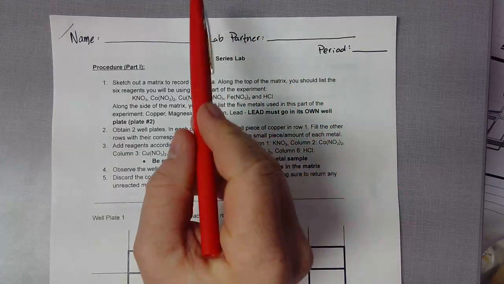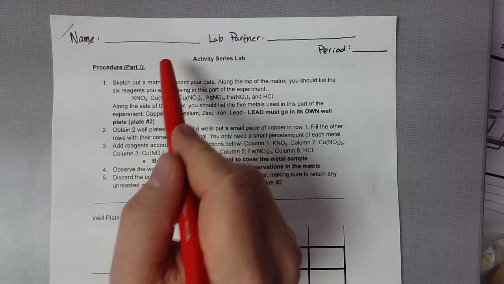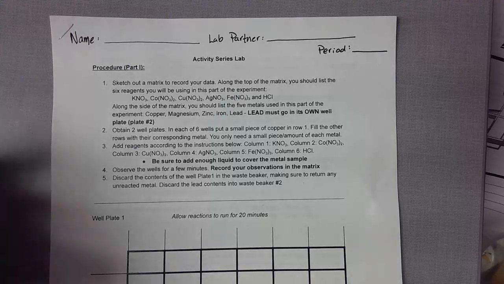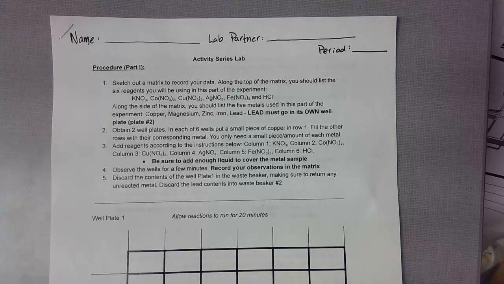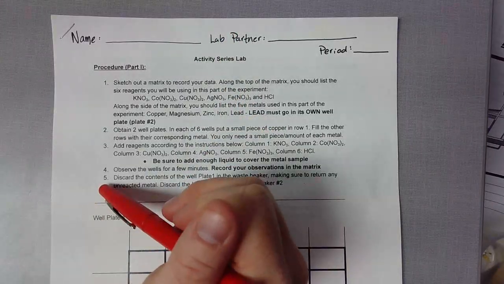The reason you need both names on here is that both you and your lab partner will be getting the same score on this lab. You're going to turn in the same work. Your answers should match because you did it together. And then one of your two papers will be randomly selected for grade, and each person will get the same score.